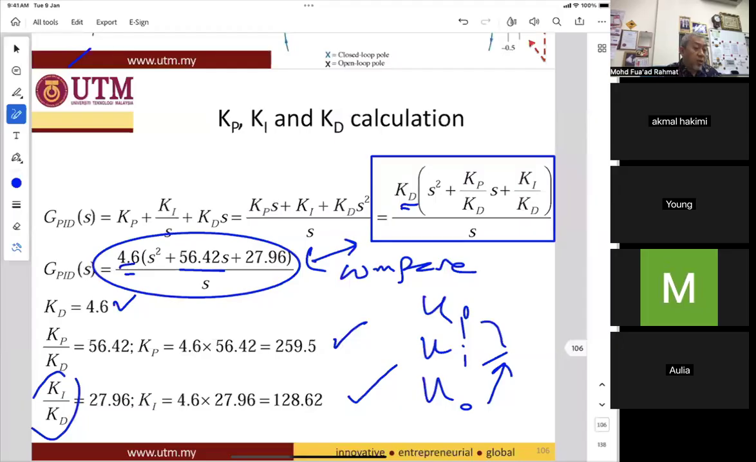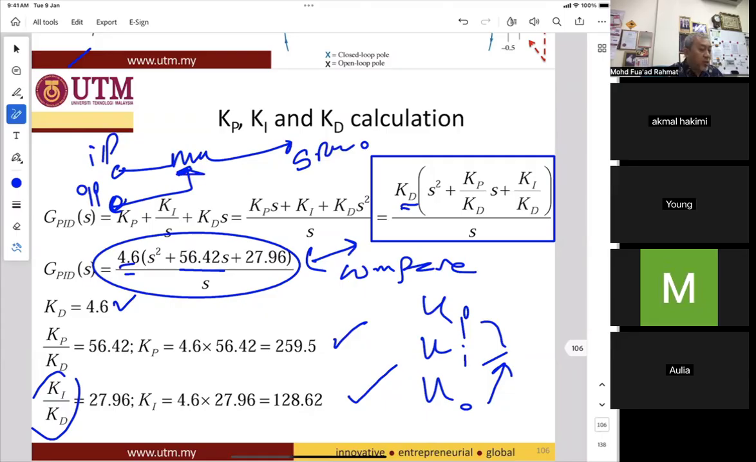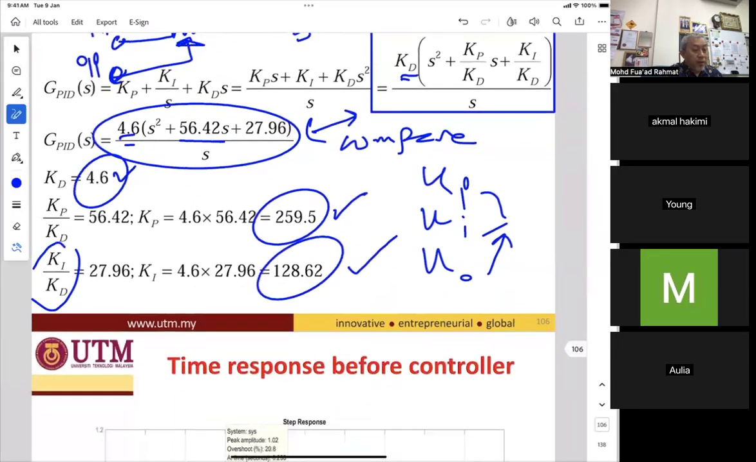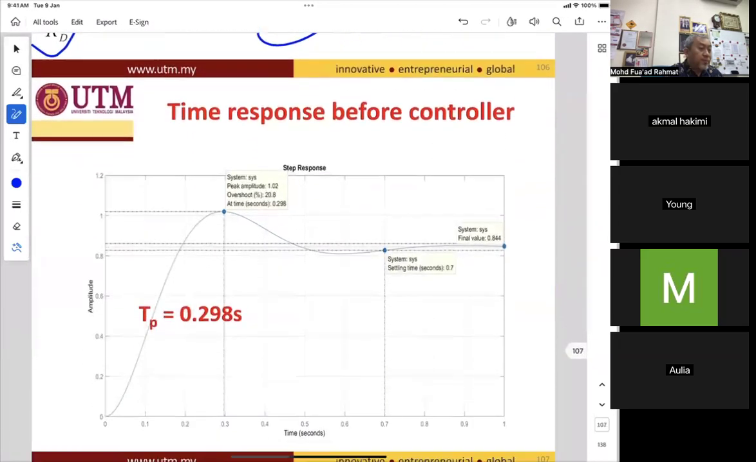If you are using hardware, you tune the variable resistor, like this, with input voltage, output, and ground. So you adjust this one from minimum to maximum to achieve 4.6, 259, and 128. Or simply, if you are using the digital controller, you just key in the numbers 4.6, 259, and 128. Because these numbers have been calculated and simulated by you as the control engineer.